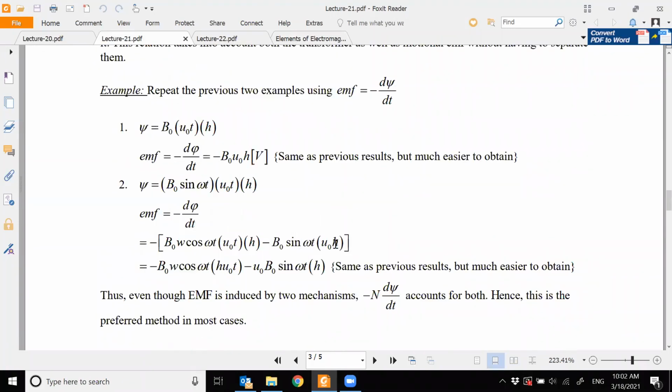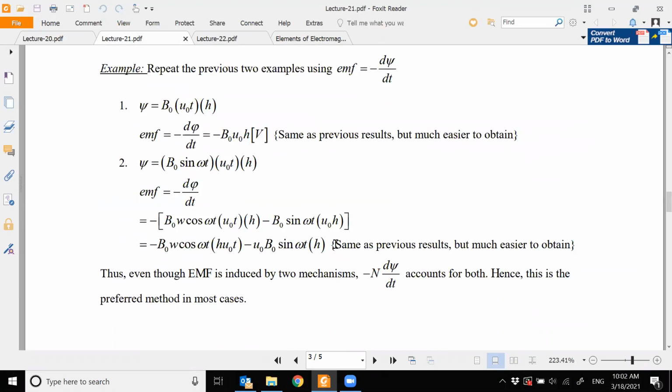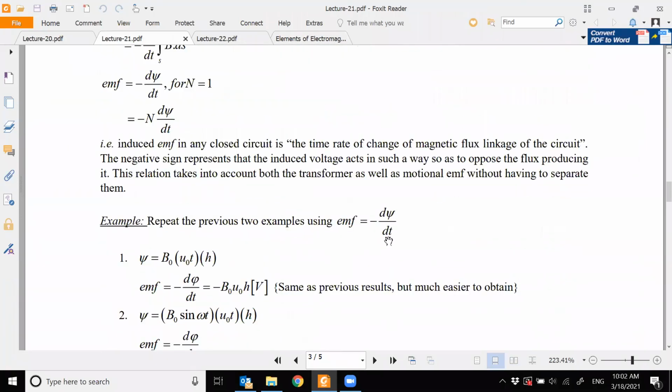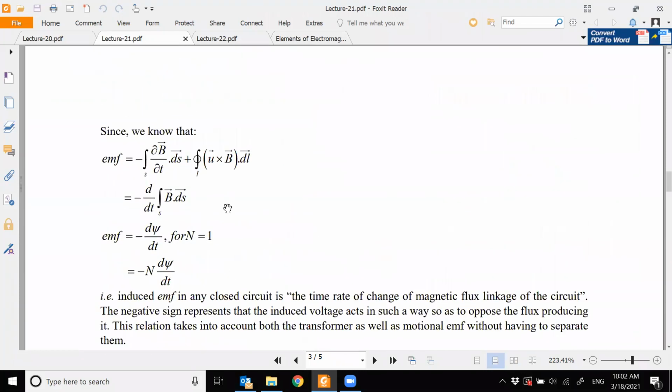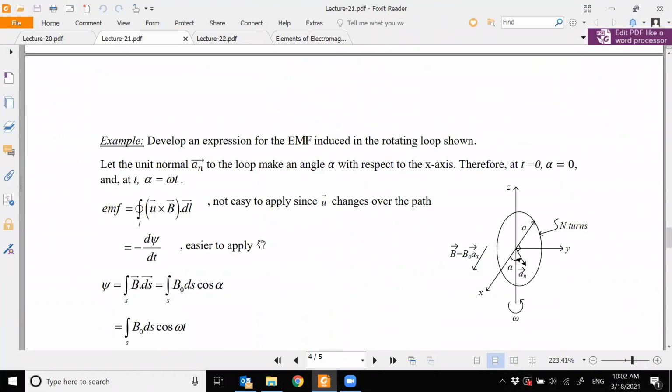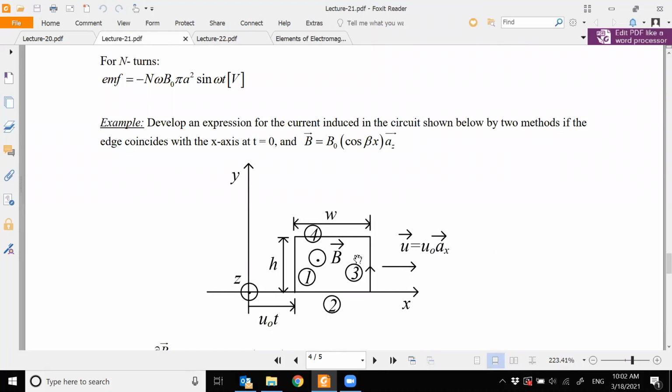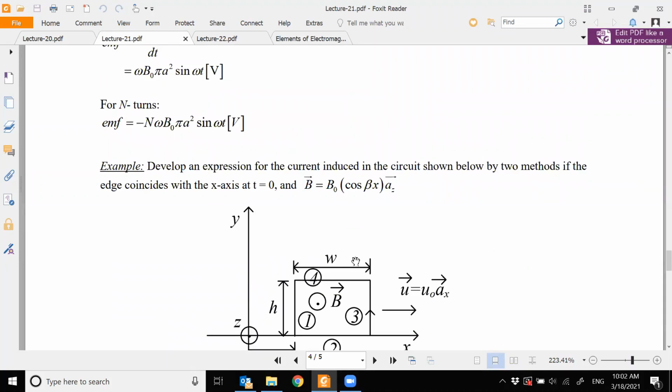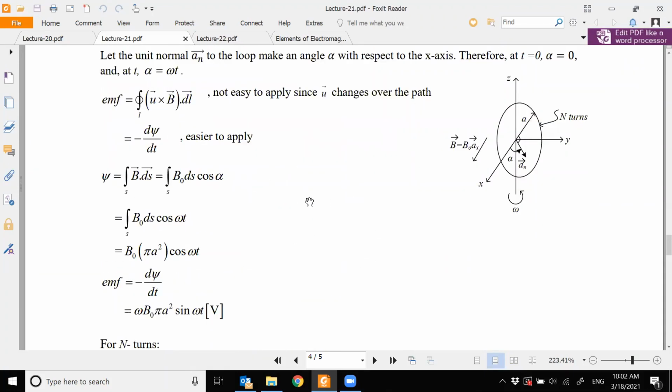We did some examples, and we also proved that, in fact, this expression is much handier and it incorporates any type of EMF which is generated. We did it in this example and the previous example using the long expression, and we saw that. And then we also looked at this example of motional EMF. This part I'm leaving to you. You can do it at home.